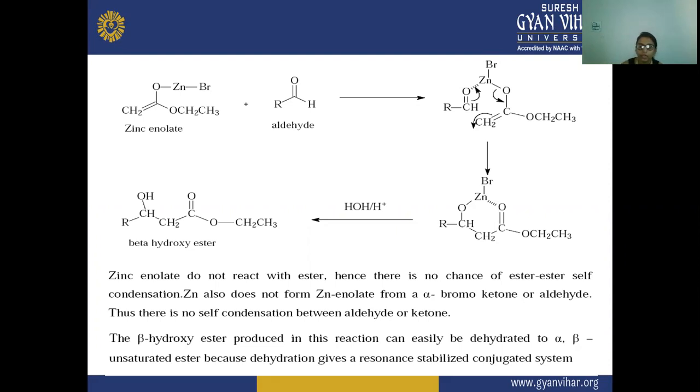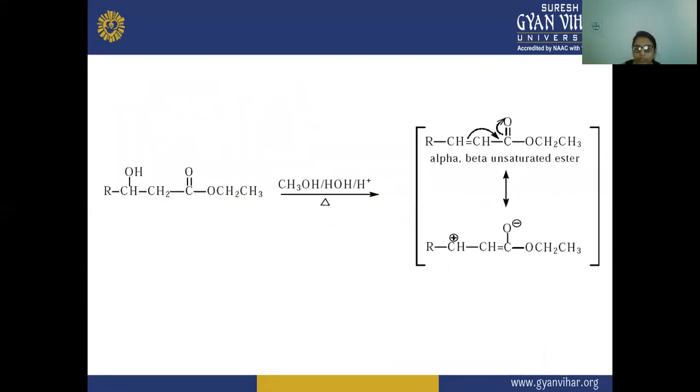Next, the beta hydroxy ester produced in this reaction can easily be dehydrated to form an alpha beta unsaturated ester, because dehydration gives a resonance stabilized conjugated system. So here you will see this beta hydroxy ester is reacting in the presence of alcohol, water, and acid catalyst, and is heated. There is a formation of alpha beta unsaturated ester, and this unsaturated ester is having a resonance in it.